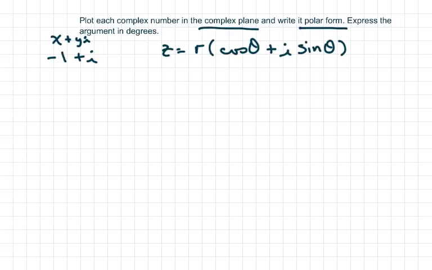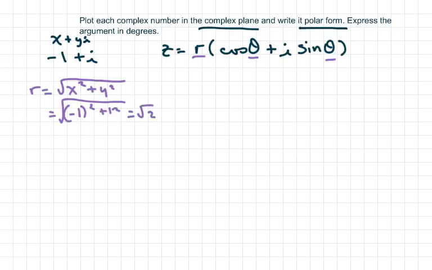Okay, so the first thing we want to do is find the r, and then we need to find our angle. So r equals square root of x squared plus y squared. So this is going to be negative 1 squared plus 1 squared, which equals the square root of 2.